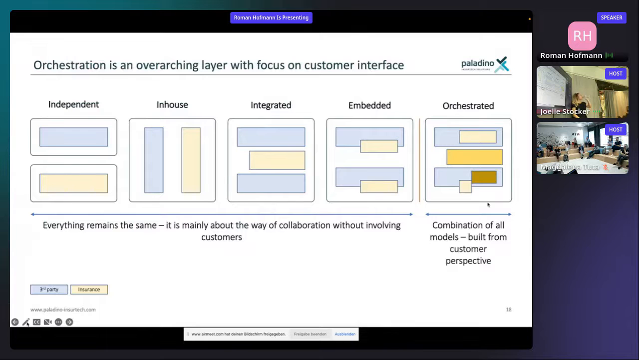That means what we need to do is change the focus we had before on the collaboration. We need to change the focus to customers and bring all the models together into one. Because depending on the situation, an independent product might be much better than an embedded product. It depends on the customer, it depends on his needs. That's why we are not talking about models or orchestration, but about the collaboration, how we work together.